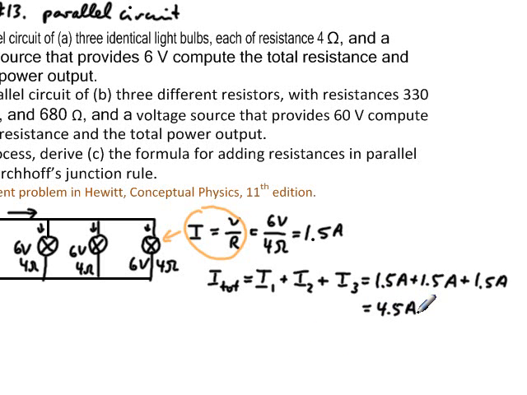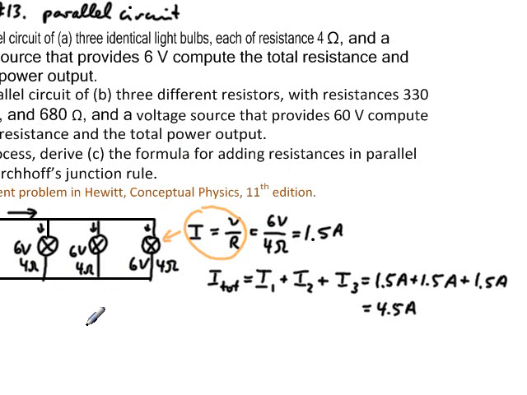And that, by the way, is Kirchhoff's junction rule, that the current flowing into a junction, which is this one here, this whole thing here is one junction, is the same as the currents flowing out of the junction. And then actually these three currents are coming back together, 1.5 amps at each one, making a total of 4.5 amps.